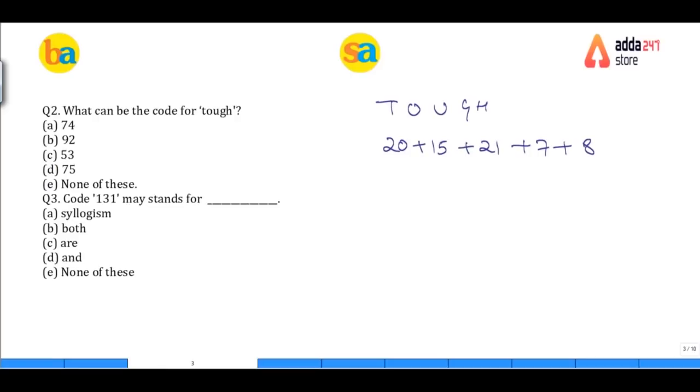अगर इन सबको ऐड करते हैं तो हमारे पास आता है 71, जो कि ऑप्शंस में नहीं है, इसलिए ऑप्शन ई हमारा करेक्ट आंसर है. क्वेश्चन नंबर 3, कोड 131 मे स्टैंड फॉर.